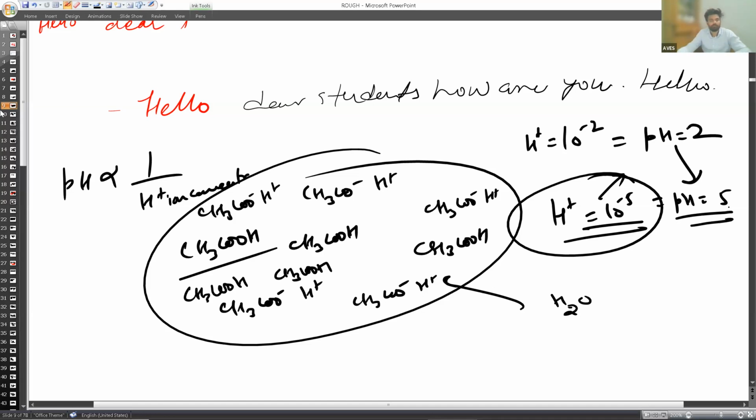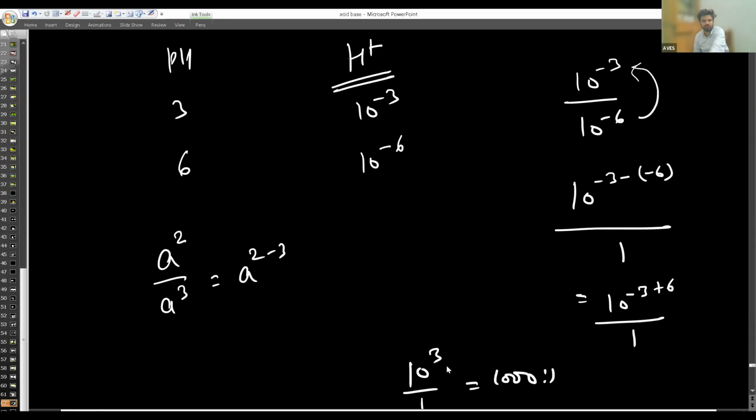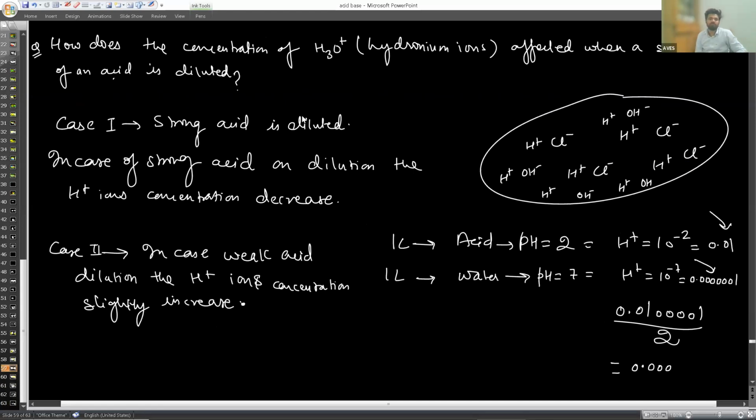Done? Now you have to write the answer for that question. Note it down. Here's the question: How is the concentration of hydronium ion H3O positive affected when a solution of acid is diluted? Case 1, if a strong acid is diluted, then on dilution the H plus ion concentration decreases and pH increases.